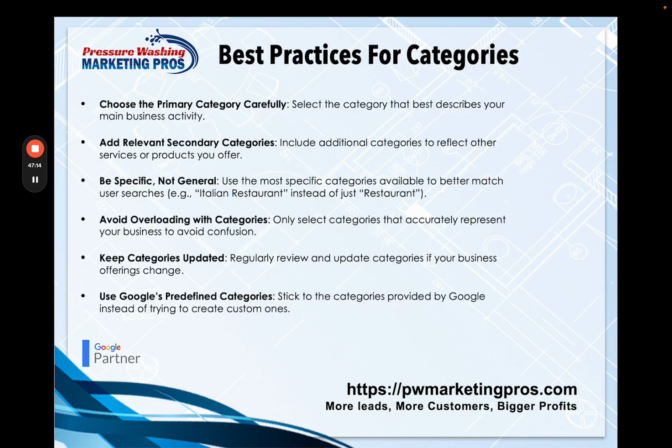So the best practices for categories, guys, right? I'm going to show you the best practices. Choose a primary category carefully, right? Select the category that best describes your main business. Add relevant second categories, right? Include second and additional categories to reflect other services or products you offer. Be specific, not general, right? Use specific categories available to better match your user searches.